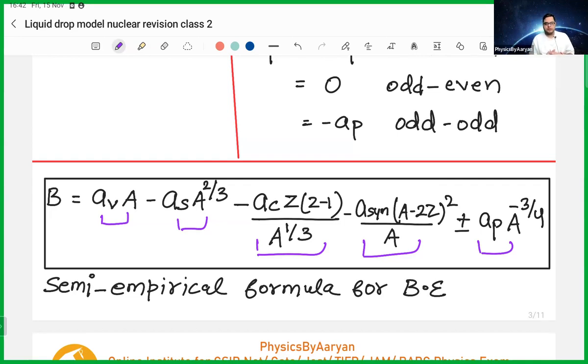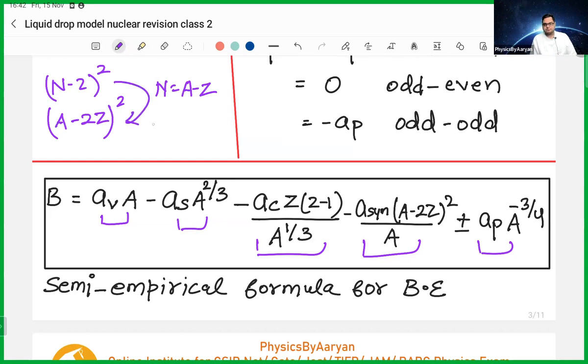And for most of the nuclei, it will match, and you can find the values of a_V, a_S, a_C, a_asymmetry, a_P. Okay? And there are many papers in which they have done it, and they have given you the values of these constants. So finding the values of these constants is experimental. So (N minus Z) whole square is (A minus 2Z) whole square, because N is A minus Z. Okay. So that is why this thing becomes this. Okay. That's all. That is enough.